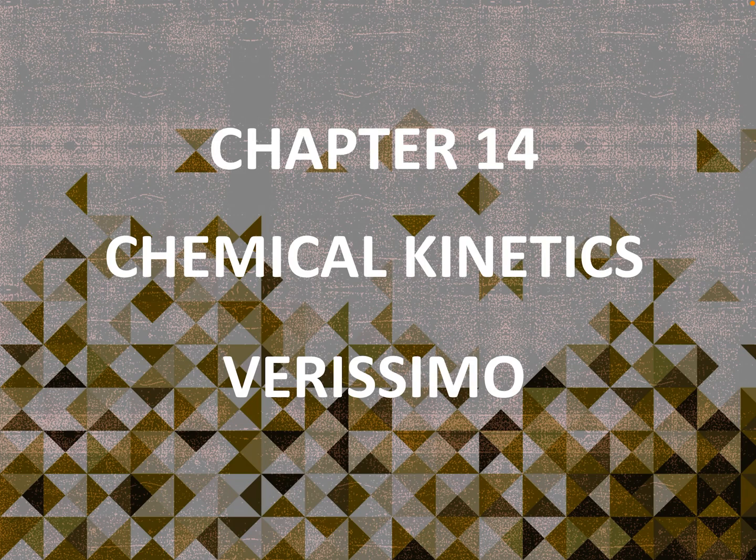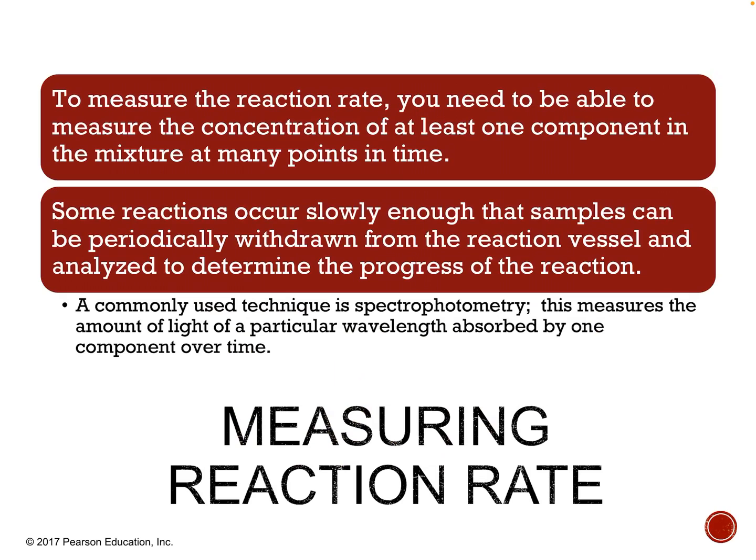Everyone, welcome to part 2 of our lecture on chemical kinetics. So we're going to continue chapter 14 from where we left off. Today we are going to talk about a way to measure reaction rate. We're going to look at different factors that affect the reaction rate, and then we're really going to get into determining the order of a reaction with respect to certain reactants, and then determining a rate law as well as the value of the rate constant. So lots to get through today.